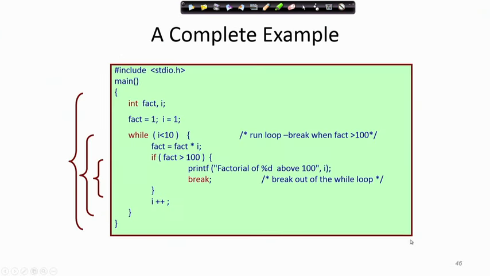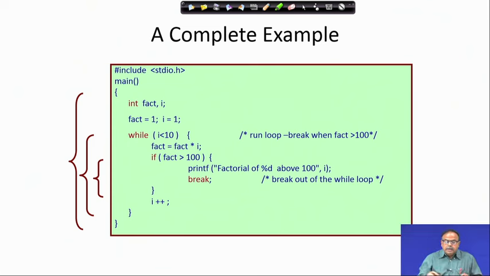Similarly, we will see a couple of examples of this. Here there is a complete example, a complete program. Once again include stdio.h, main, then fact and I are integers. We are computing factorial. So, fact is 1, I is 1, while I is less than 10.